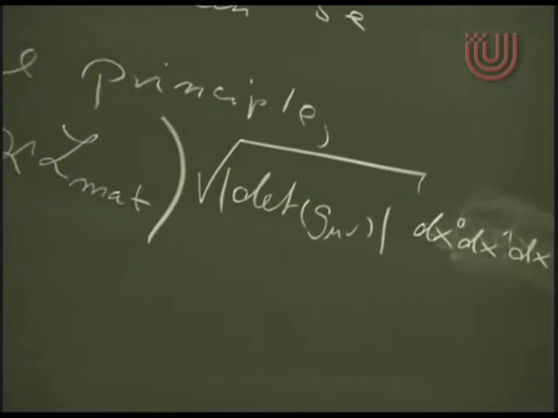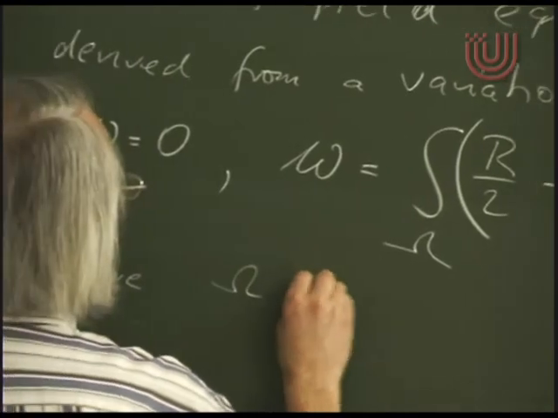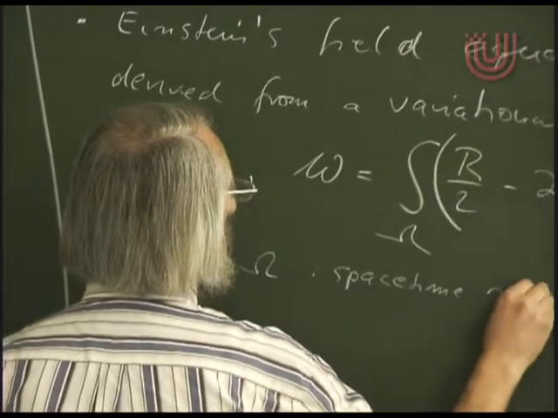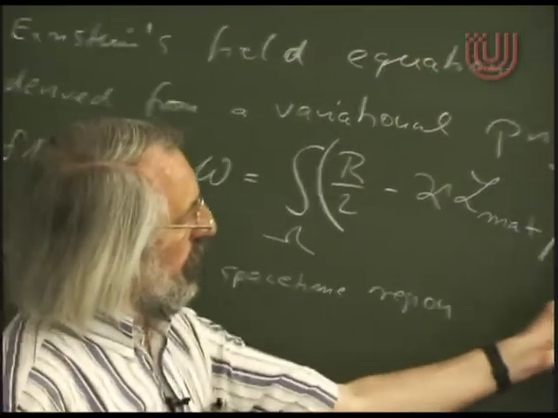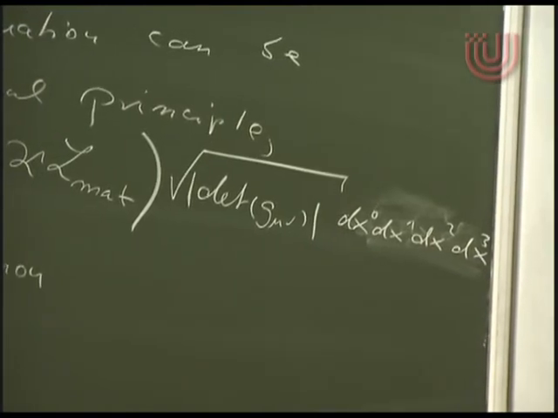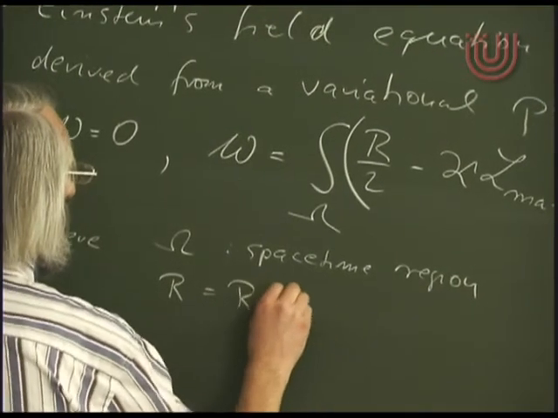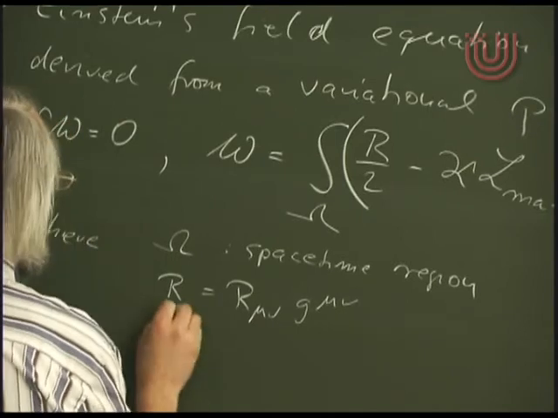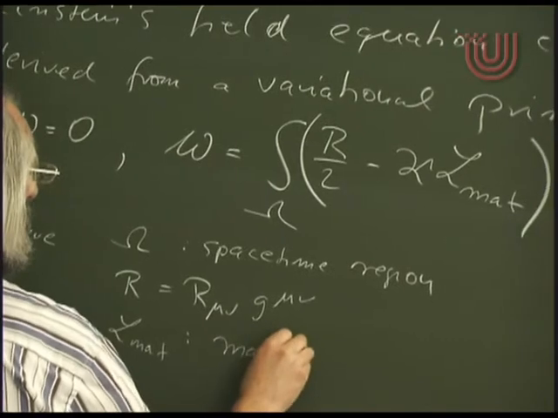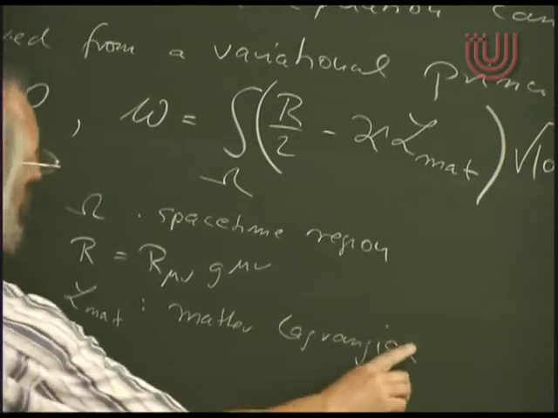Omega is a space-time region, something which is coordinatized by the four coordinates. So it's a domain, not in space, but in space-time. R, of course, is the Ricci scalar. And this here is the matter Lagrange function, or Lagrangian, as it is often said in English.